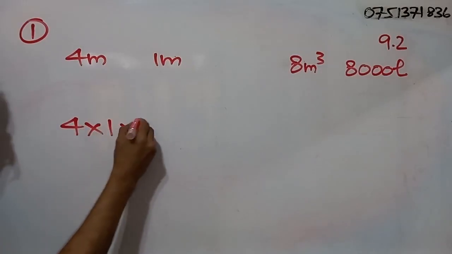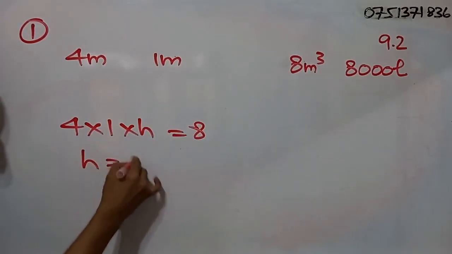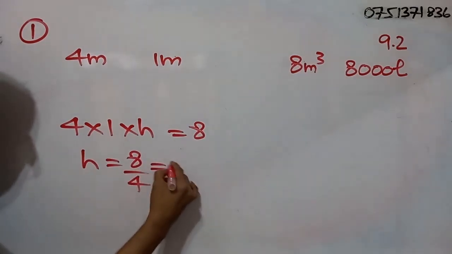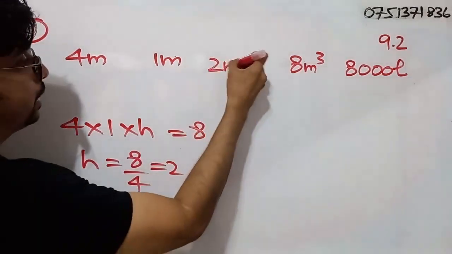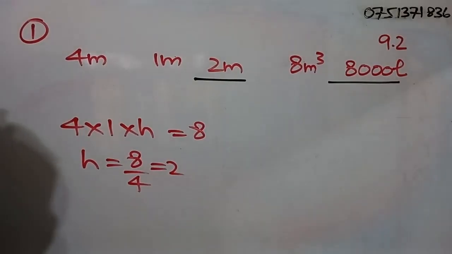So what will be the height? 4 into 1 into height. This should be equal to 8. So h is 8 divided by 4, which will be 2. So the height is 2 meters. Okay, so these are the two spaces that we need to fill.